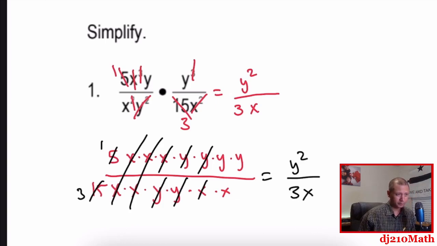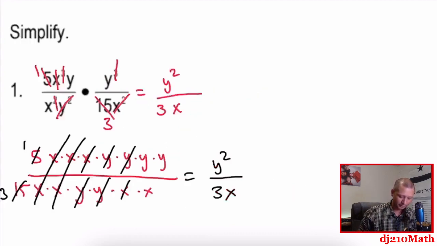So these are the two preferred methods. You either expand it all out or you just keep track of them as you cancel it out. So these definitely get pretty complex. Let's look at number 2.